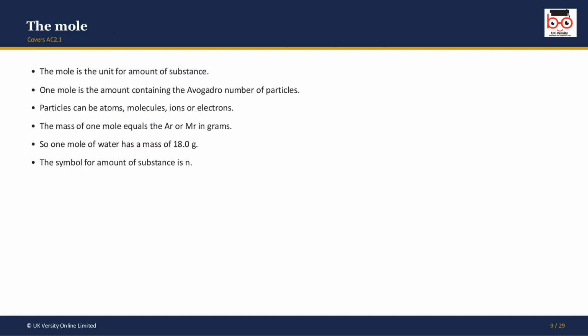So, what exactly is a mole? It's the unit for amount of substance, and 1 mole is the amount that contains the Avogadro number of particles. Those particles might be atoms, molecules, ions, or even electrons. The lovely thing is that the mass of 1 mole, in grams, is numerically equal to the AR, or MR. So 1 mole of water has a mass of 18.0 grams, and we give amount of substance the symbol n.